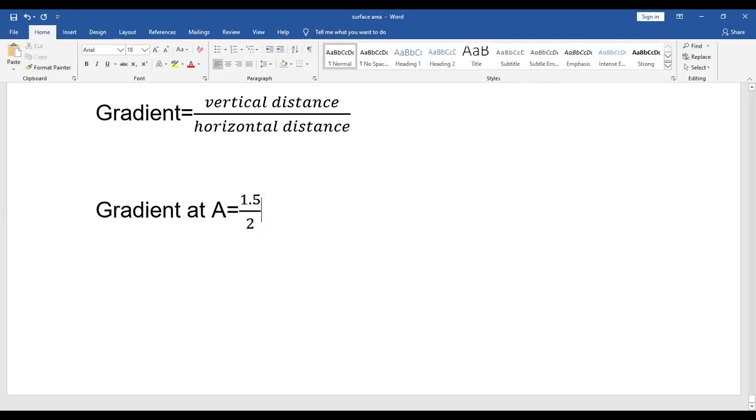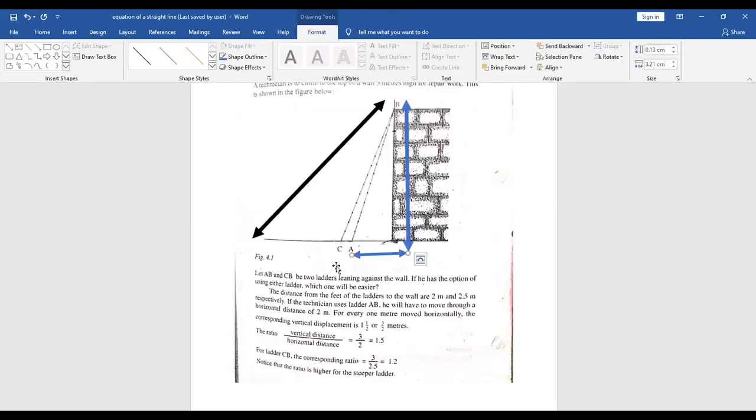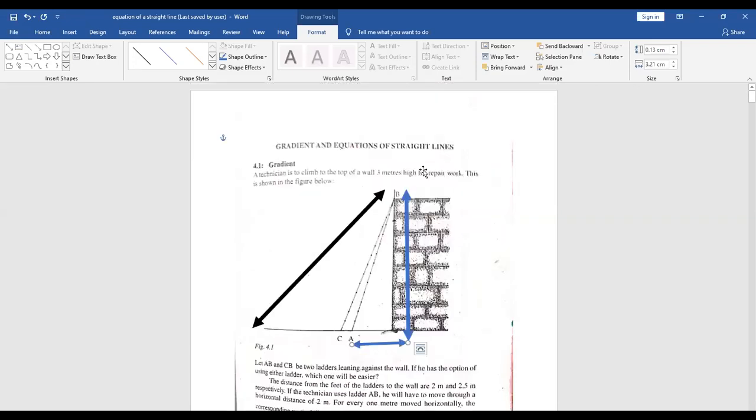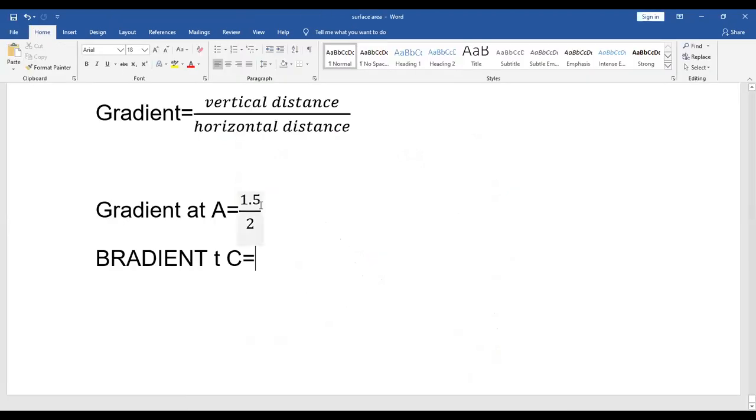Yes, let me come here. Gradient at C. Let me confirm whether it's at C. Yeah, this point here is C. Are we doing the right thing? Let me read this question again because I don't want to make a mistake. Oh, the technician is to climb to the top of a wall. The wall is 3 meters high. I'm sorry, the wall is 3 meters high. So I'll have to change that. So this is not 1.5. This one is 3 meters.